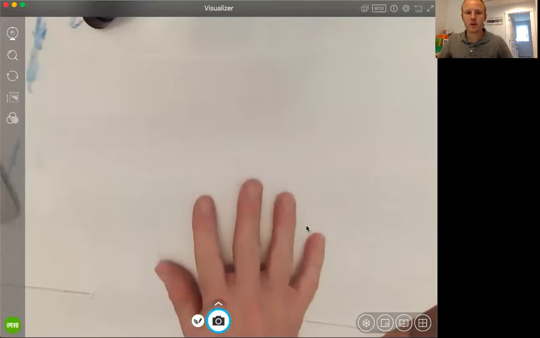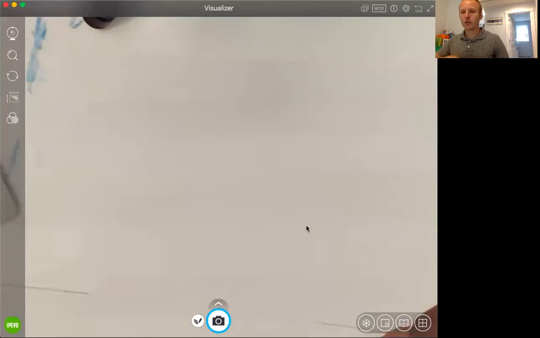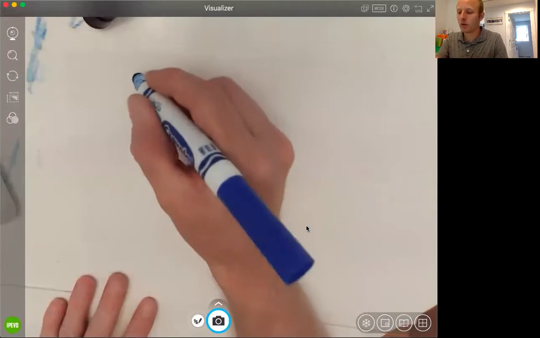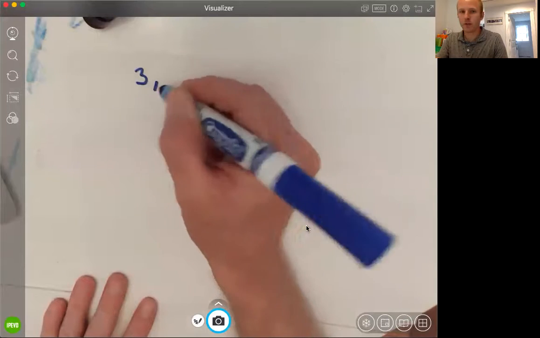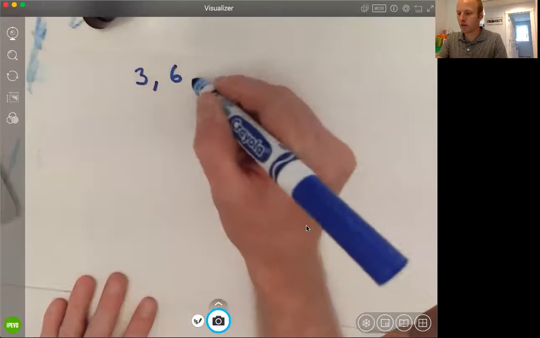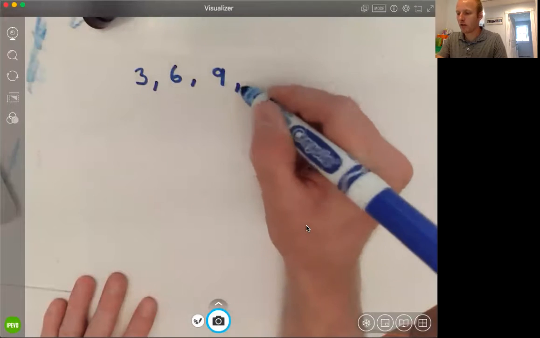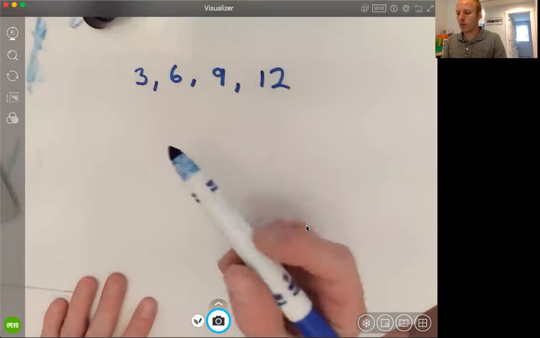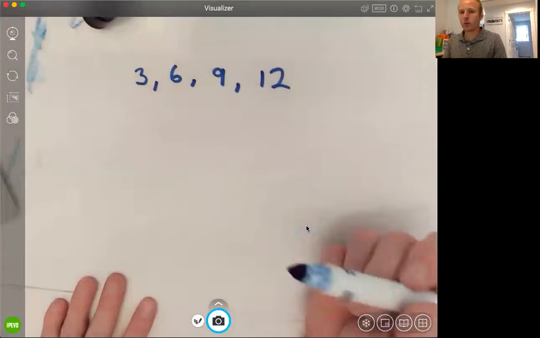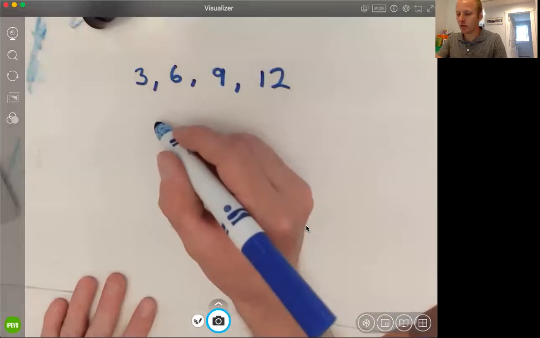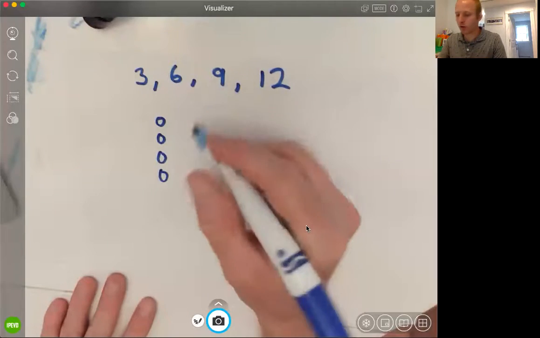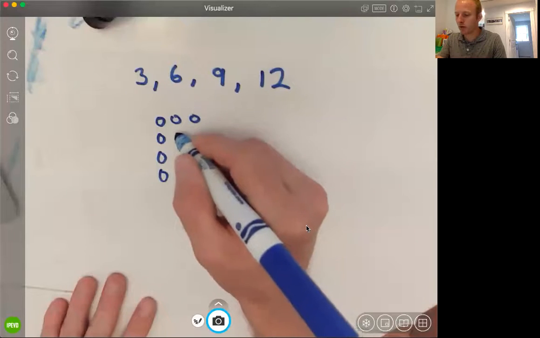Here we are. So I might ask you to do a skip count by 3s, and I'm going to count by 3s up to 12. So 3, 6, 9, 12. Okay. So I have groups of 3, and I end up with 4 groups. So my array then is going to look like this. 1, 2, 3, 4, because I have 4 groups, and each group has 3 in it.